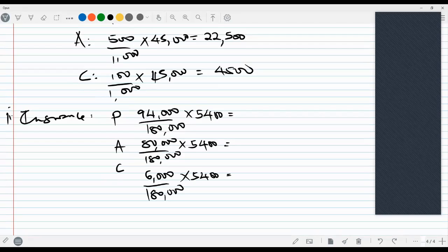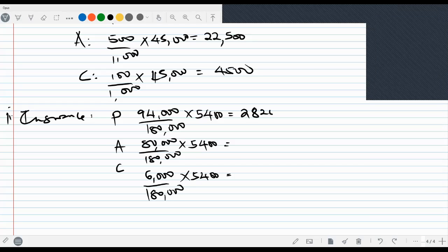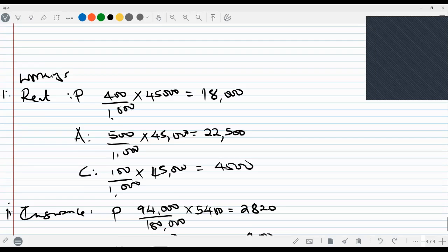How much for preparation, the insurance cost? For preparation it is 2,820. Assembly? 2,400. Canteen? 180. Okay, that gives us 180.